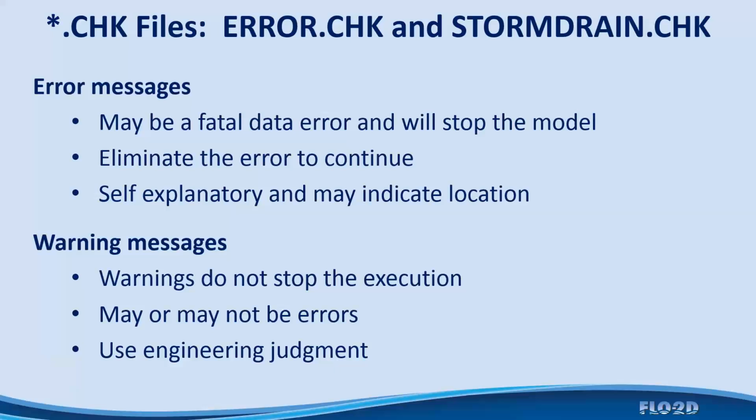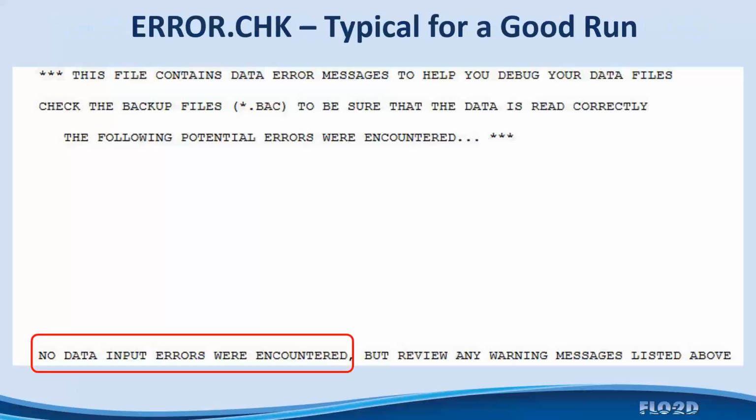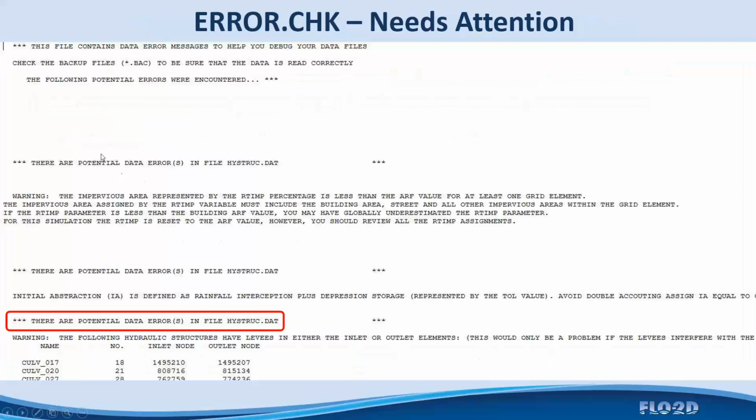Now, I don't know how elaborate other modeling tools are, but I suspect that a lot of them are somewhat limited in this kind of data checking. If you look at error.check after a good run and you've looked at summary.out, you have volume conservation is okay, and there's no evident surging that you saw, you might go to this file and it says no data input errors were encountered. Review any warning error messages above, and there's nothing there. On the other hand, if there is something there, then you need to pay attention to it.